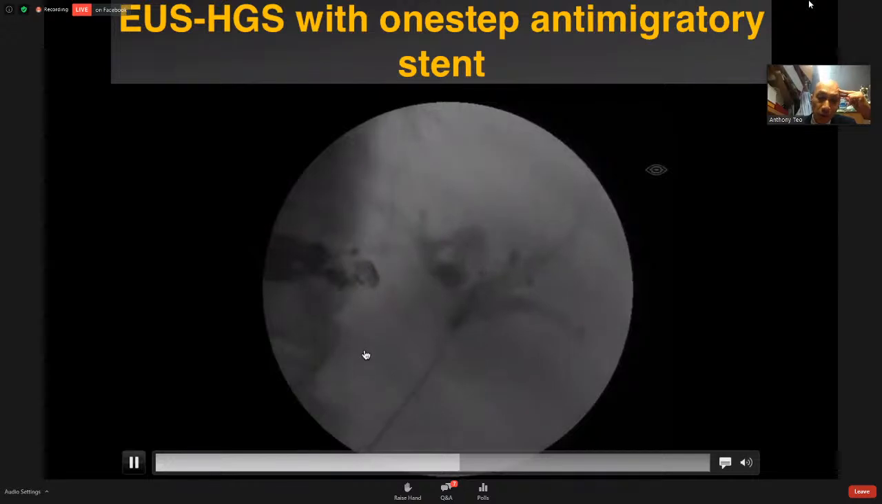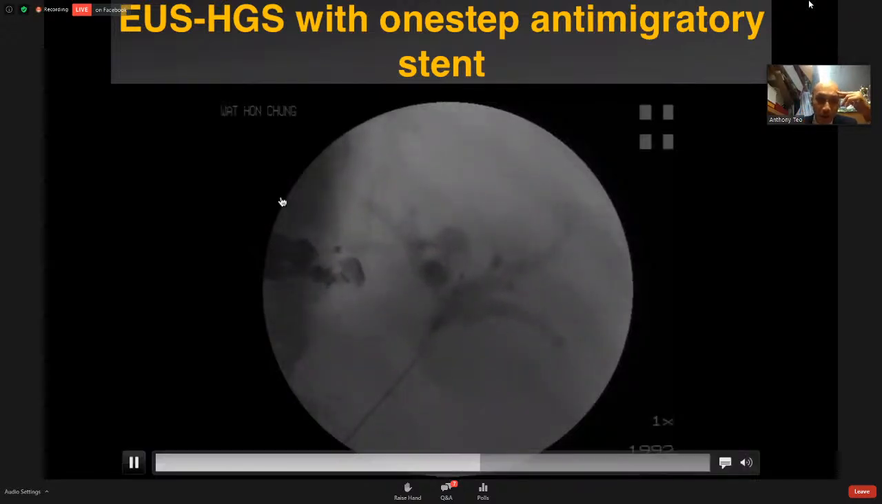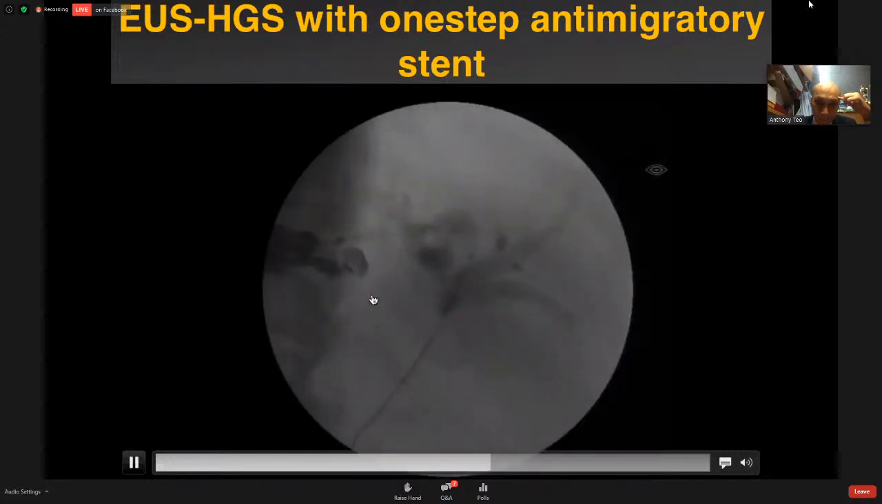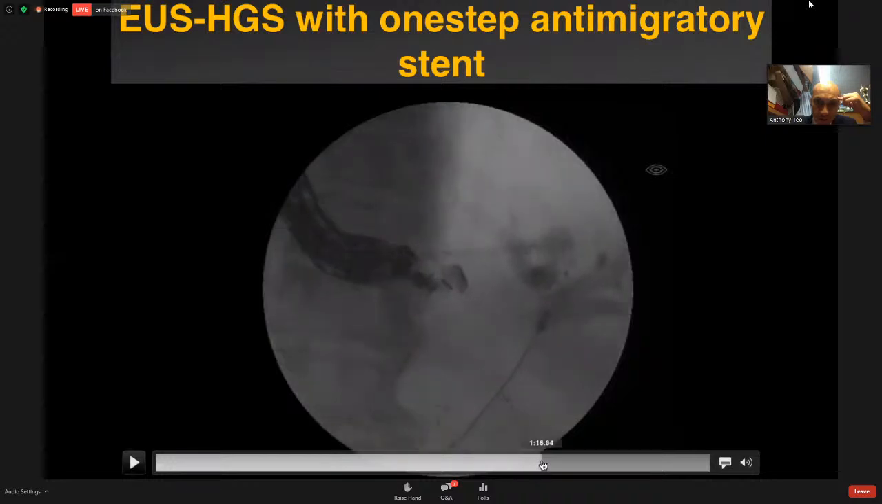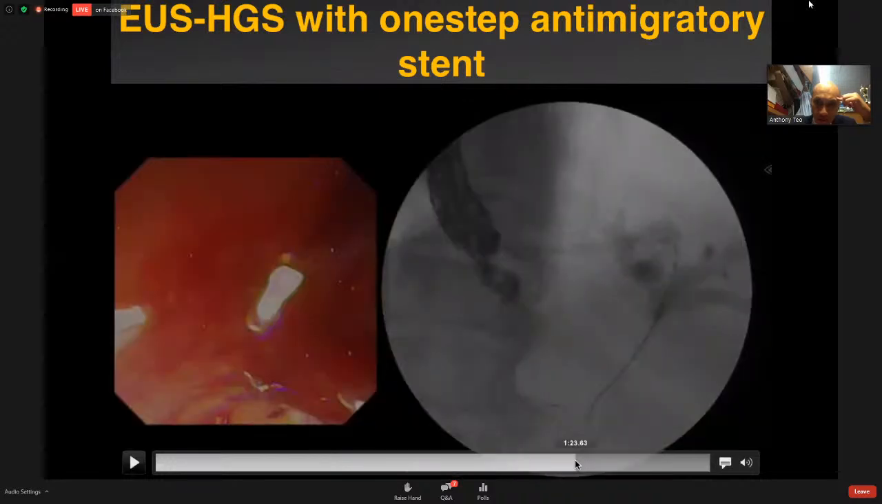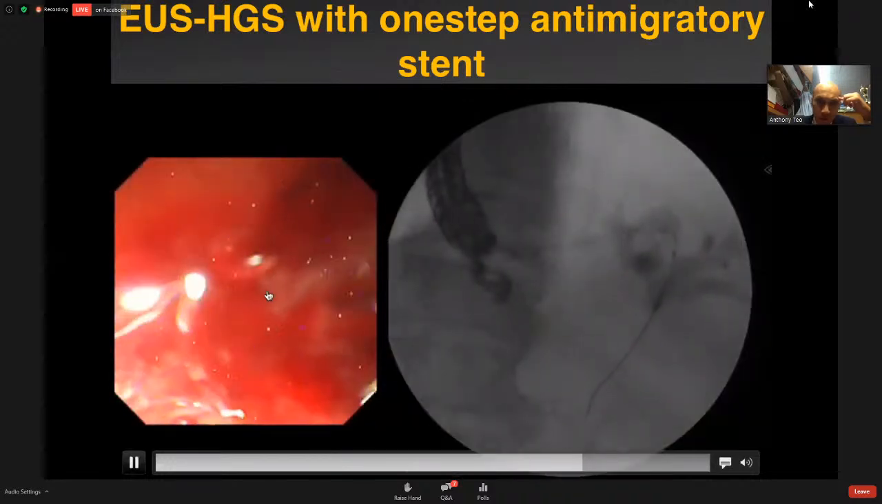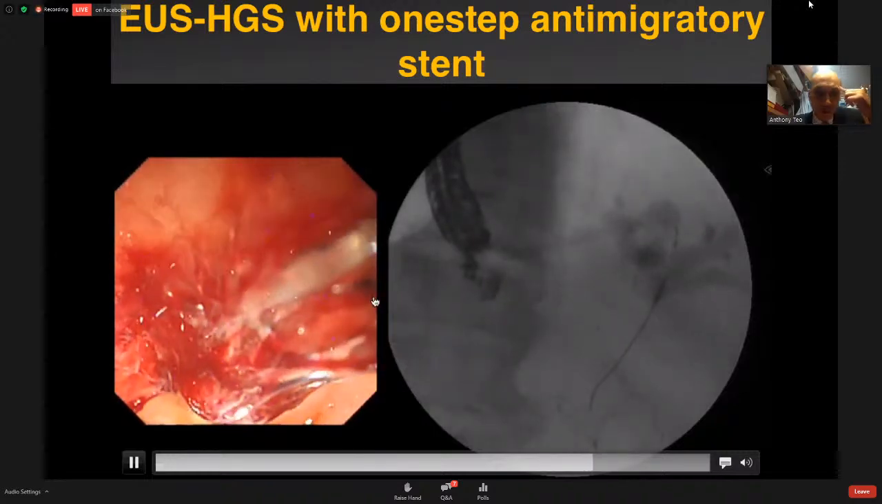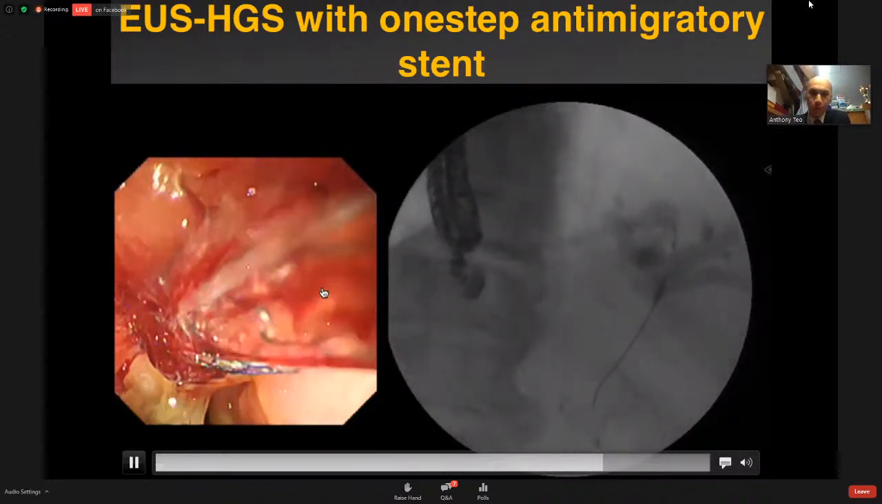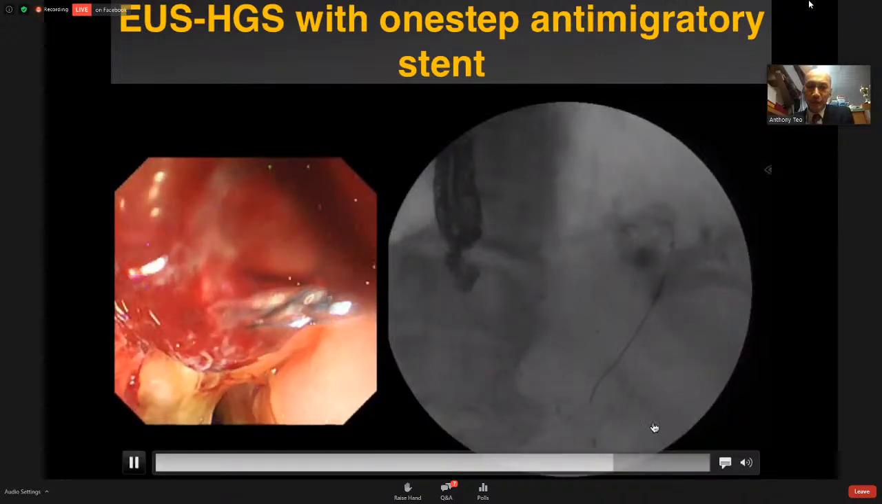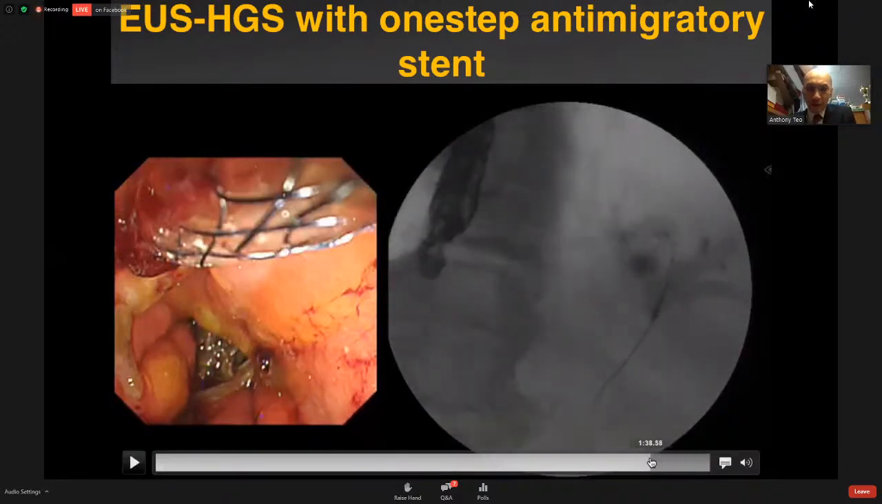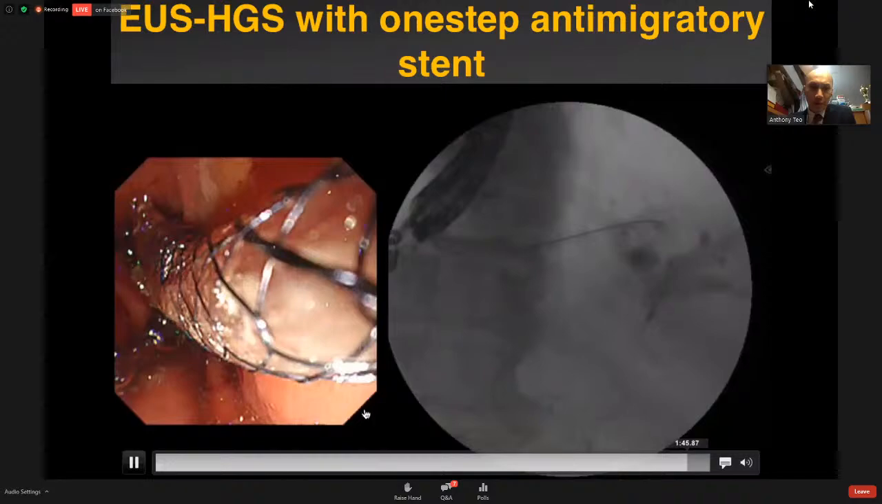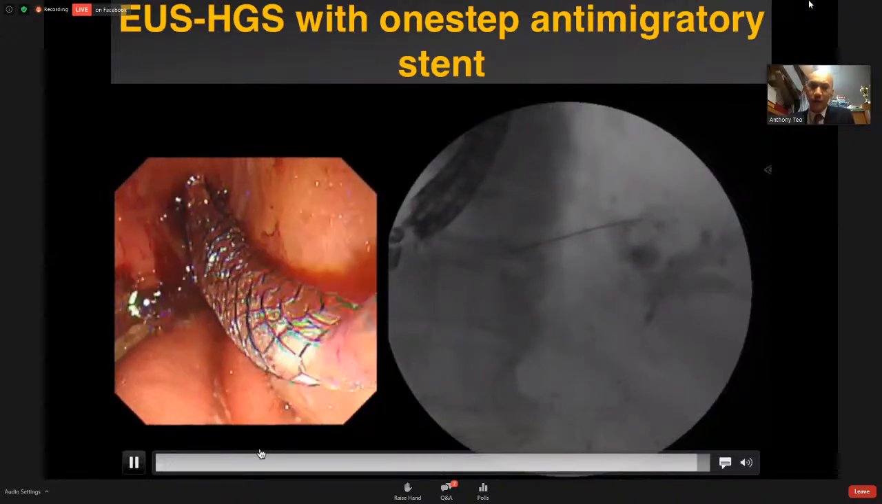So we believe this way is the safest way to deploy an HGS stent. After the stent is deployed inside the channel, we will slowly push it out from here. Push it out a little bit, pull back the scope, push out a little bit, pull back the scope, until the entire stent is pushed out from the channel.